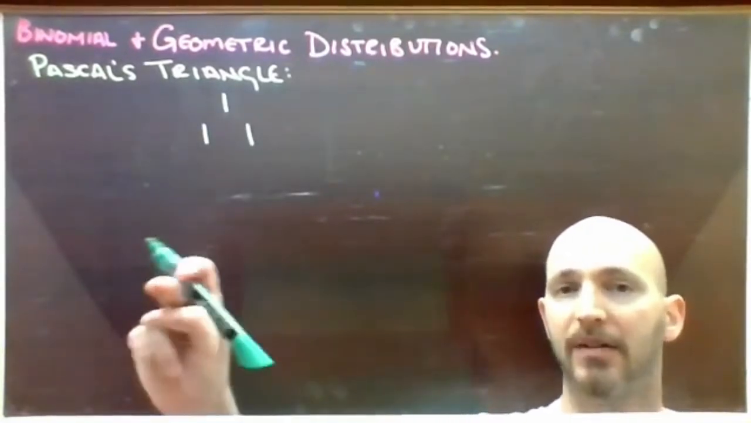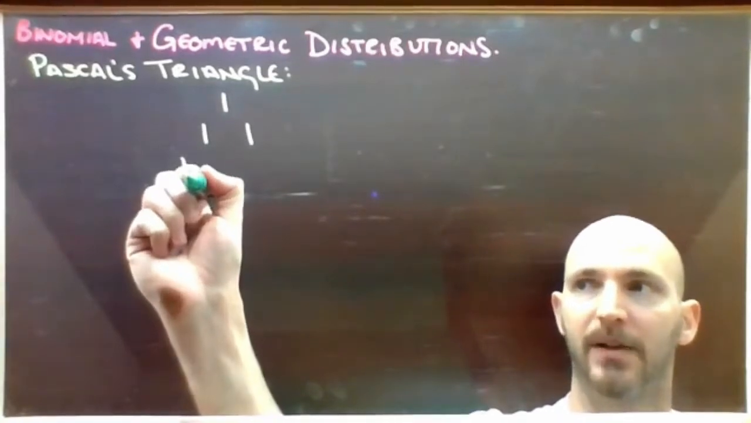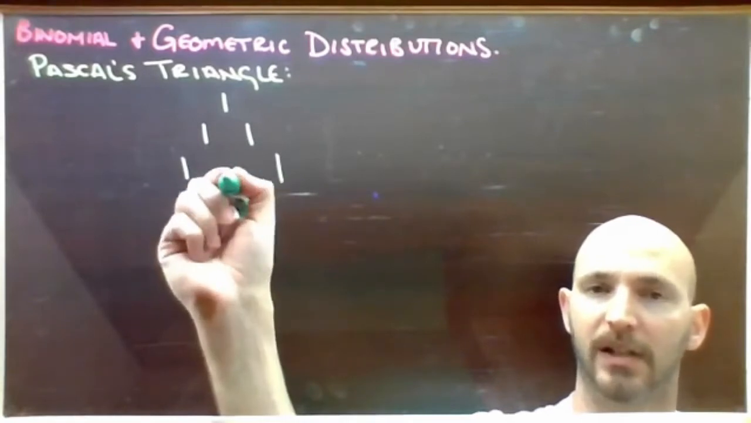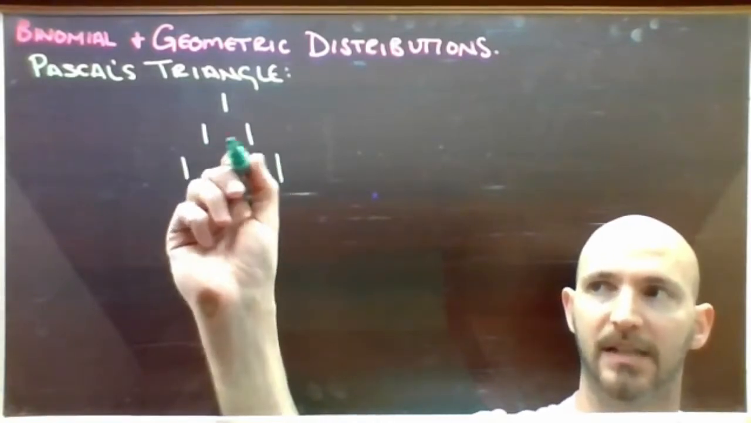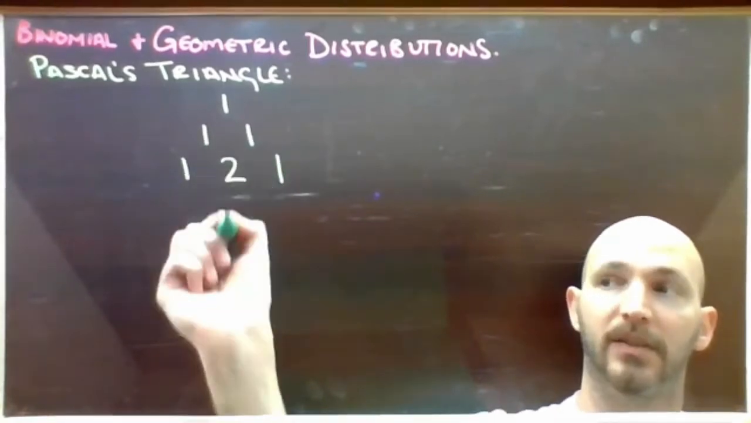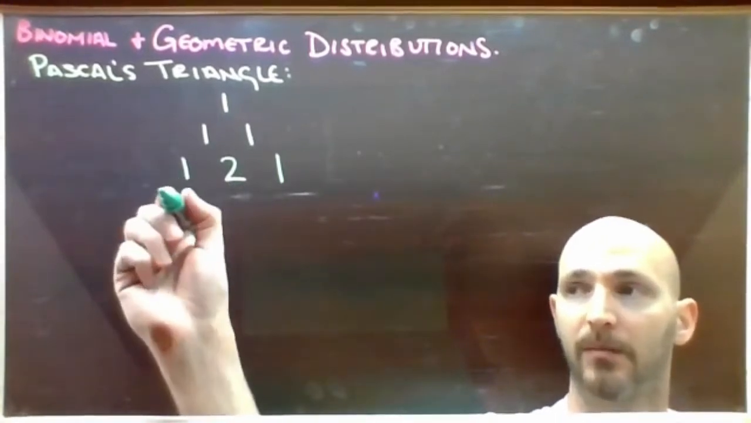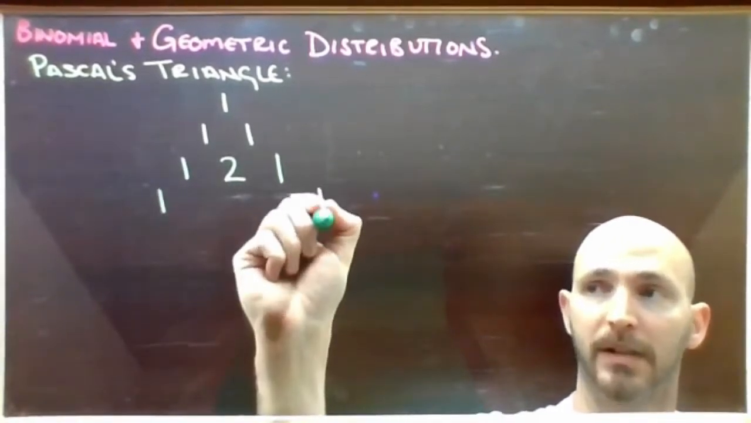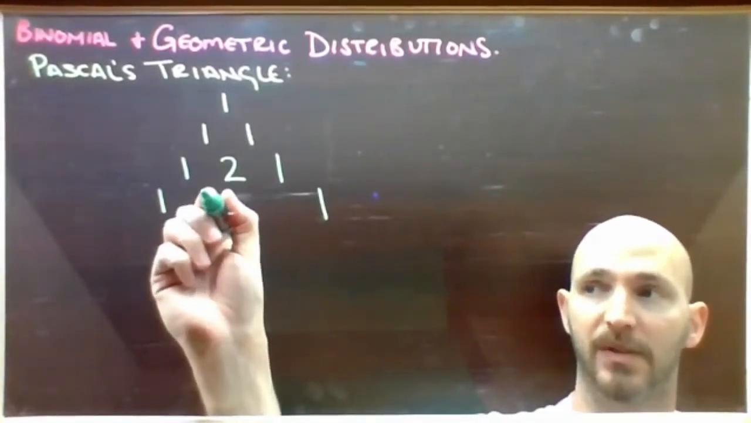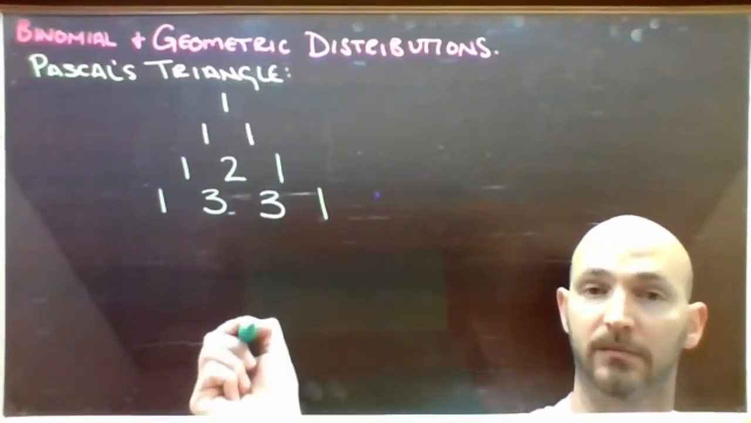Now I'm going to add a row to this triangle. I'm going to add a 1 on the outside, and a 1 on the outside. You notice that this location is under this one and this one? Well, 1 and 1 is 2. If I add another row, 1, 1 on the outsides, this location is between a 1 and a 2. 1 plus 2 is 3. 2 plus 1 is 3.